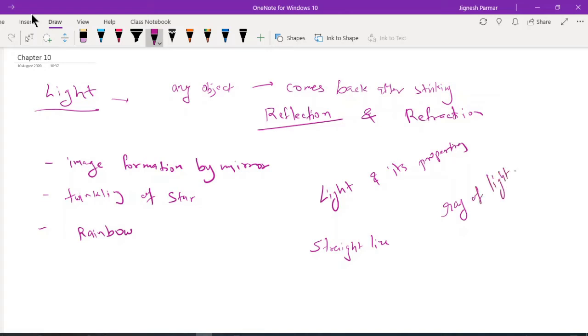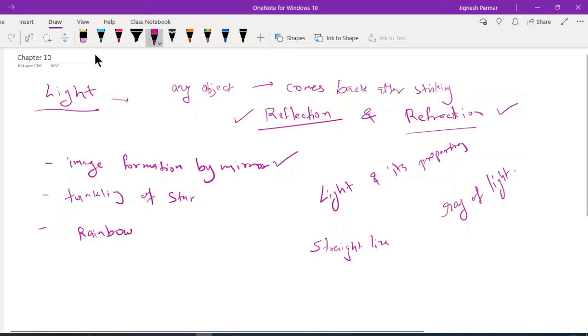So guys, in this chapter, what are we going to study? We are going to study the phenomena called reflection and refraction. These two phenomena, then the image formation by different mirrors, which is very important for you and will be helpful in higher studies in physics as well. And then the applications in real life situations like twinkling of stars, mirage formation, rainbow formation. These are all the applications which we are going to study in this chapter.